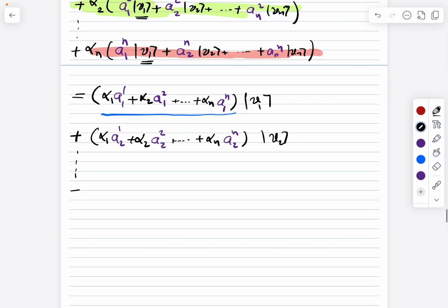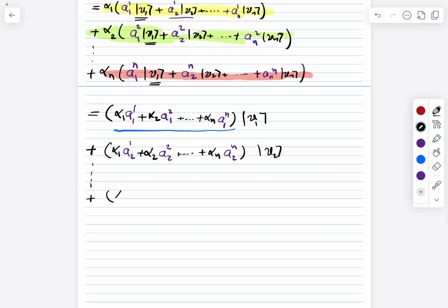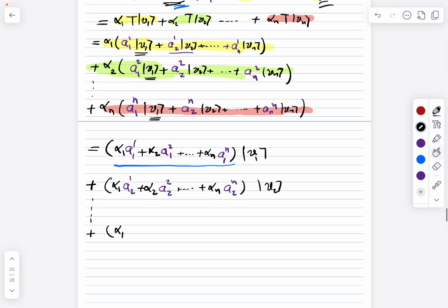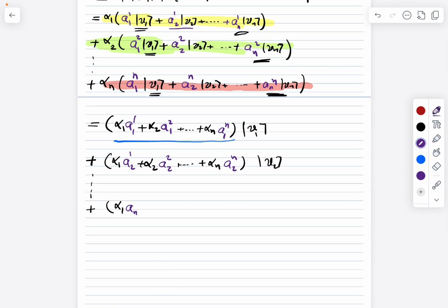Now we can do the same thing until we reach the nth vector, so I need to find out what the prefactor before Vn is. If we do the same thing, we can guess it. So it will be alpha 1, then the nth component of the first vector, plus alpha 2 times the nth component of the second vector, and so on, until we reach alpha n times the nth component of the nth vector, times Vn.